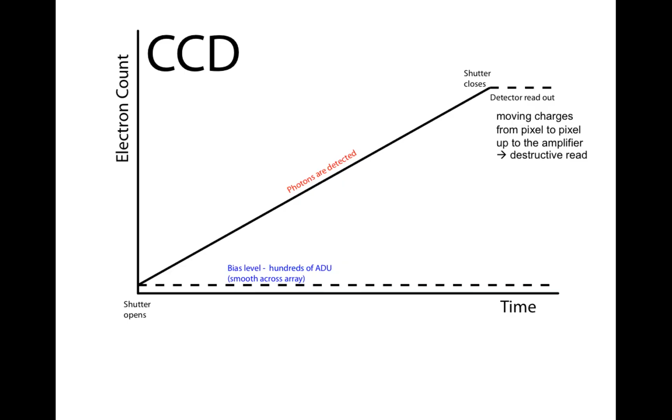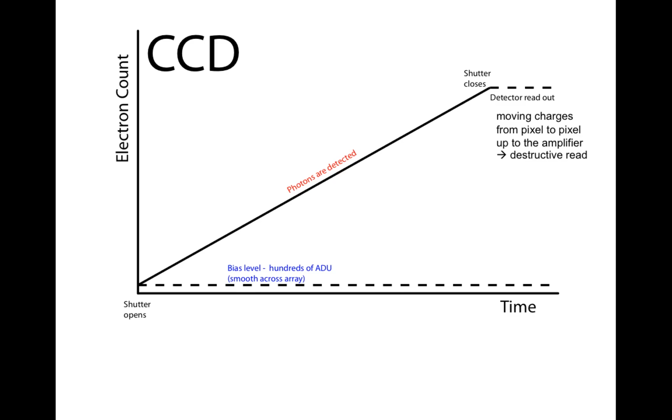tools. Okay, so if you're used to a CCD, here we have the number of photons or electrons that you detect as a function of time. And you start detecting those when you obviously open your shutter, and then you stop detecting when you close the shutter. And after that, after the shutter is closed, well, you read out the detector, and you do so by moving all the charges from one pixel to the next until you reach the amplifier. And that process basically destroys your image. You can only then read it once. So it's a destructive read.